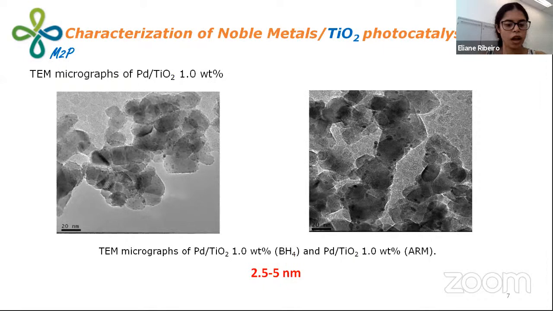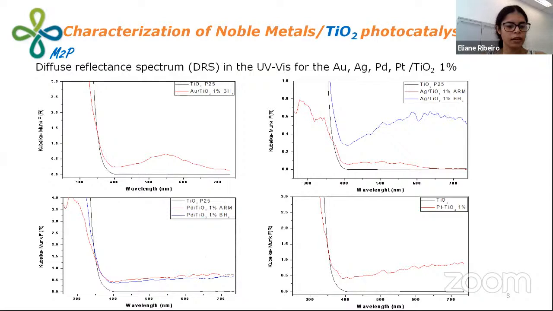The photocatalysts were also characterized by the diffuse reflectance spectroscopy technique in order to elucidate questions about the surface and the bulk of the photocatalysts. In the first spectra, we show a band around 550 nanometers associated with the presence of the gold nanoparticles, besides a shift around 350 nanometers related to a red shift in a band gap transition.